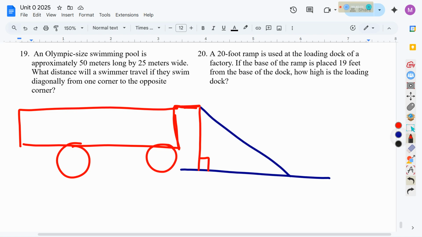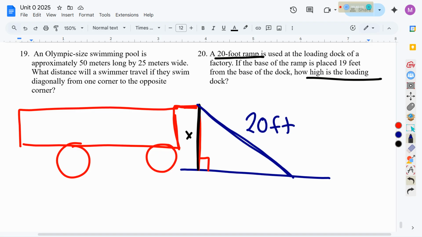Basically, it's asking us how high is the loading dock. So it wants to know this right here. That's what it wants to know. Then it gives us a couple things. It says a 20-foot ramp is used. If this is a 20-foot ramp and this is the ramp, we know what a ramp is: it's this at an angle. So that is 20 feet, and it wants you to label it like that. Then it says that the base of the ramp is right here. That's the base, and this is the top of the ramp. You start here and you walk up it.